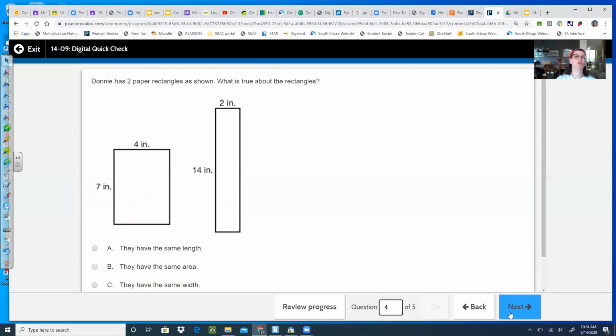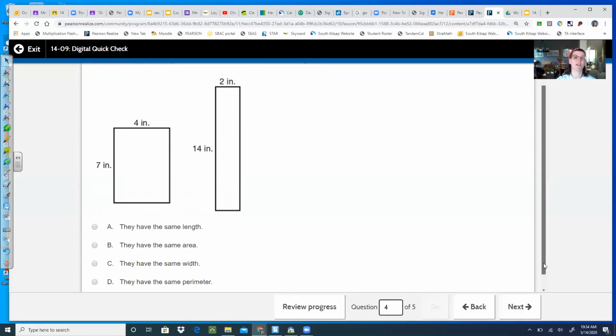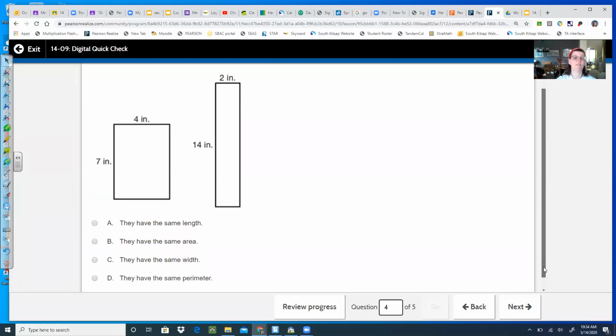Alrighty, Donnie has 2 paper rectangles as shown. What is true about the rectangles? So we have a 4 by 7 and we have a 14 by 2. They have the same length. Is 7 the same as 14? They have the same area. 7 times 4 is, 2 times 14 is. That's like double 14. They have the same width. Is 4 the same as 2?